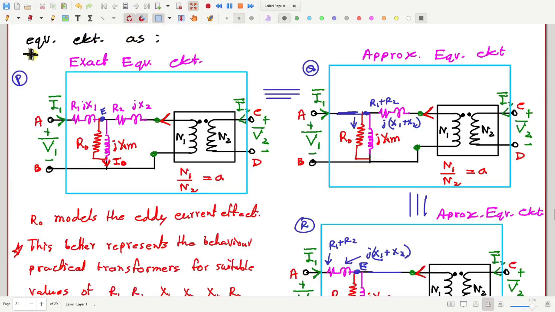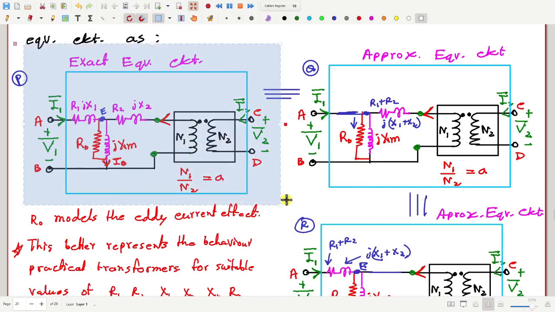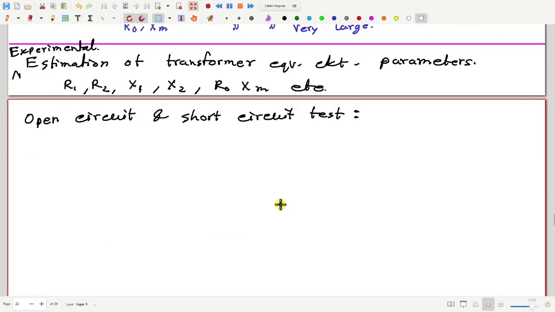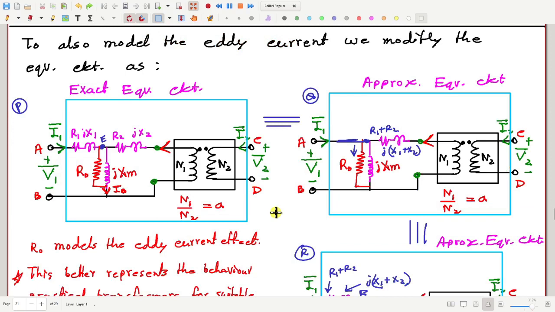So for that, let me copy this. Okay, sorry, not this one. Just a second. Let me take the second one.